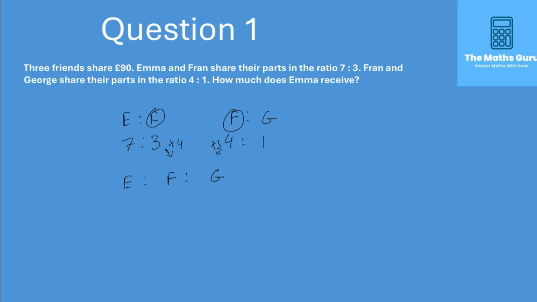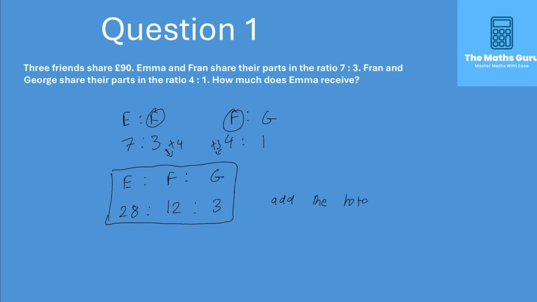Hence, what we're going to get is Emma to Fran to George. Emma is 7 times 4, which is 28. Fran is 3 times 4, which is 12, and we've accounted for that already. And then George is 1 times 3, which is 3. And this is the ratio between the three friends. So we can see that Emma has 28 parts, Fran has 12 parts, and George has 3 parts. So what we can now do is add up the total number of parts.